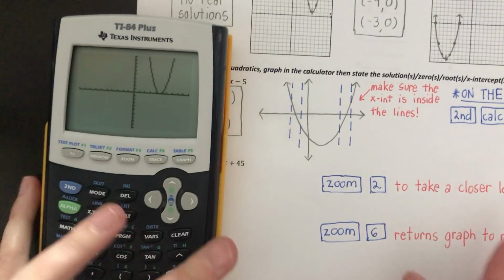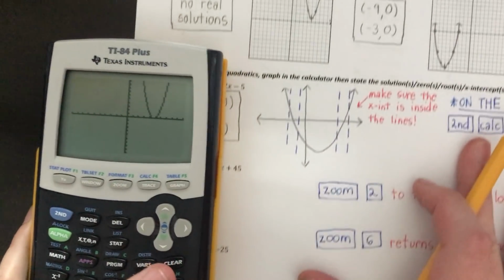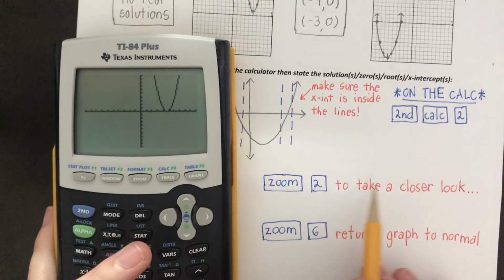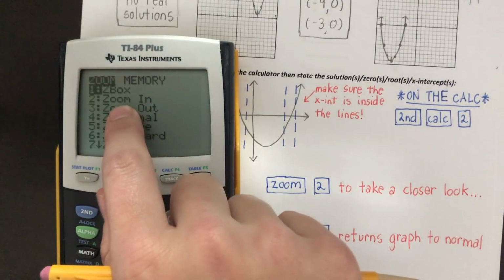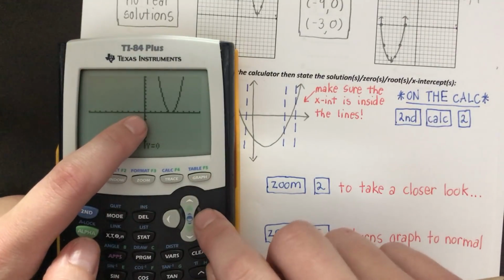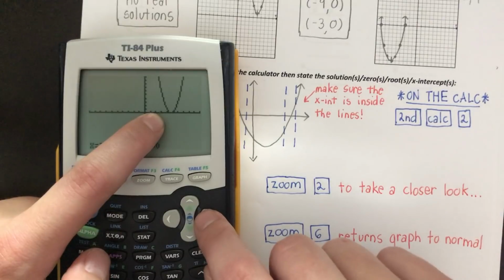Okay, so it looks as if the vertex is lying on the x-axis. Can I be sure of that? No, I need to do a zoom to take a closer look. So zoom to, which means zoom in, and you should see a cursor blink lightly. It's right there if you don't see it at home blinking.